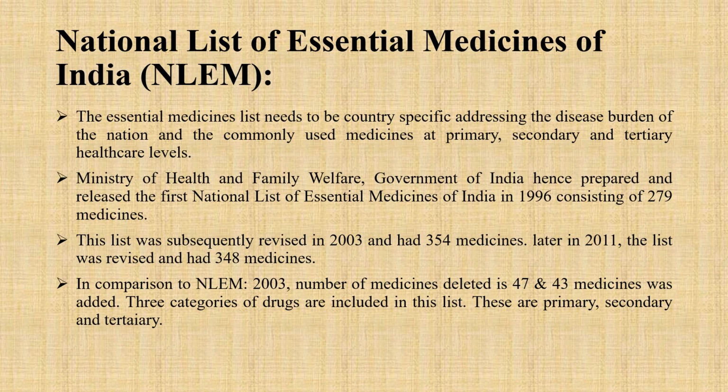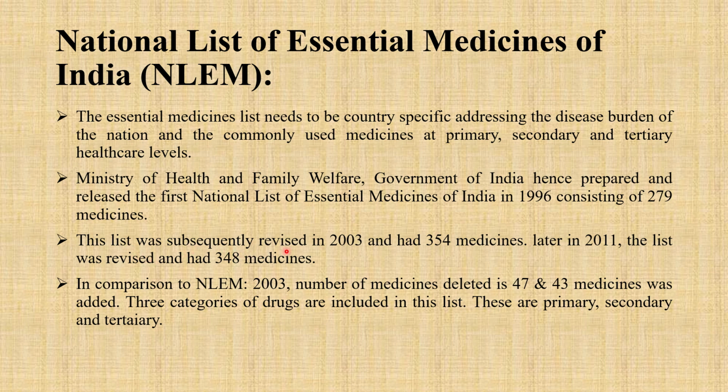National List of Essential Medicines of India, that is NLEM. The essential medicines list needs to be country specific, addressing the disease burden of the nation and the commonly used medicines at primary, secondary and tertiary healthcare levels. The Ministry of Health and Family Welfare, Government of India, hence prepared and released the first national essential medicines list of India in 1996, which consisted of 279 medicines.